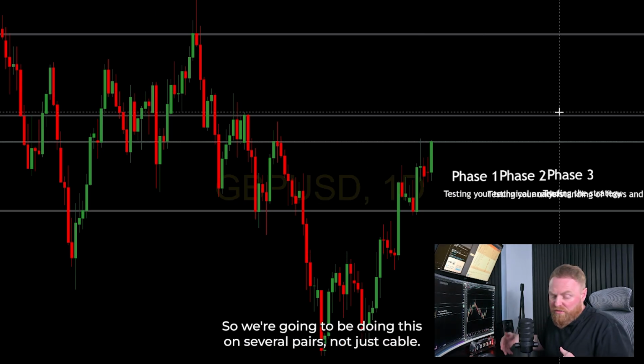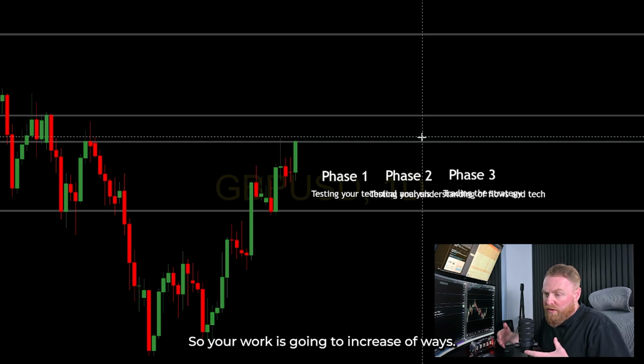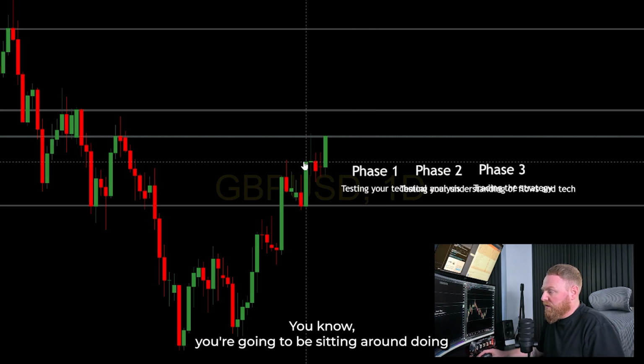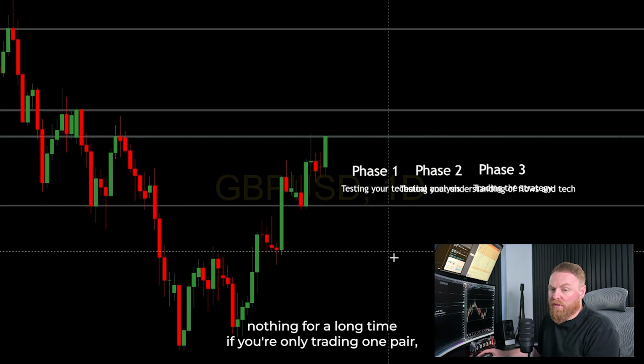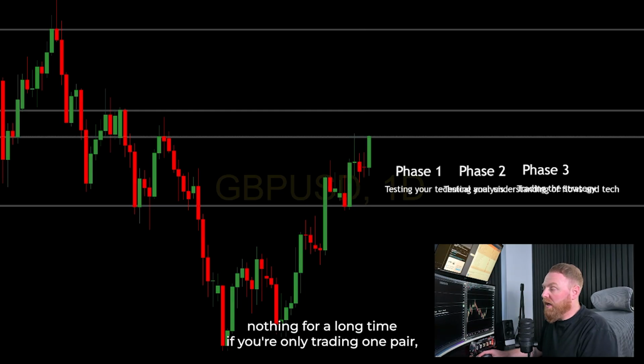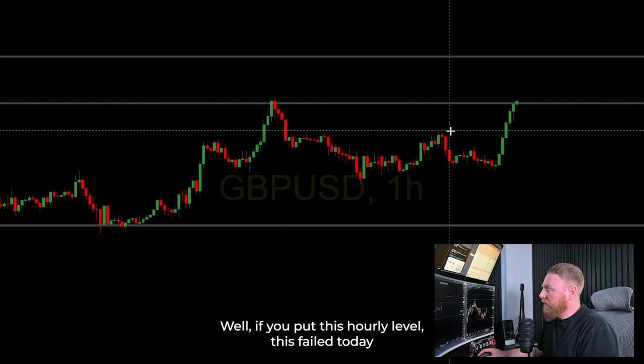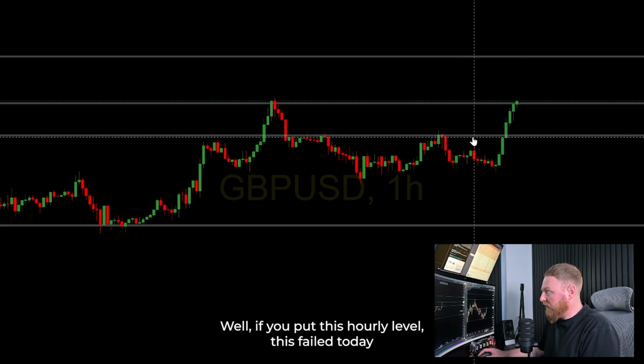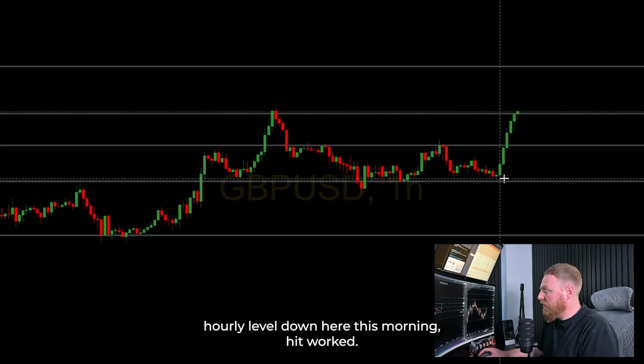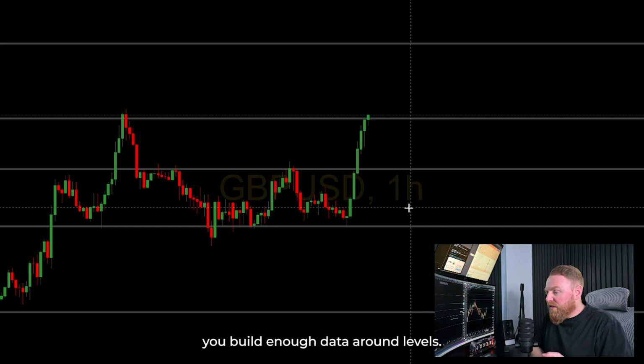So we're going to be doing this on several pairs, not just cable. So your work's going to increase. Otherwise, you're going to be sitting around doing nothing for a long time if you're only trading one pair. But then you can go down the time frame and you can assess hourly levels. How do they work? Well, this hourly level failed today, this hourly level down here this morning hit, worked. You're building up data around levels.